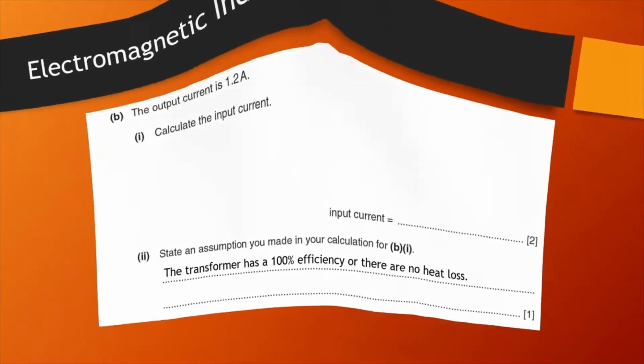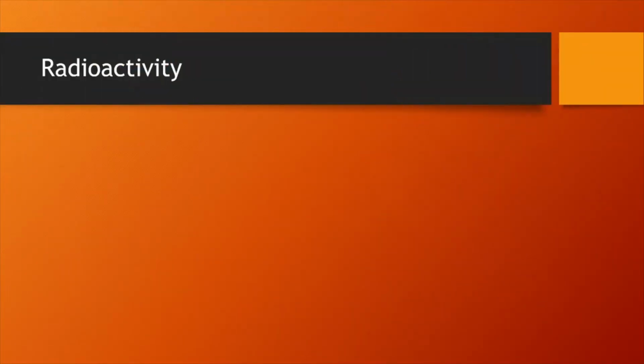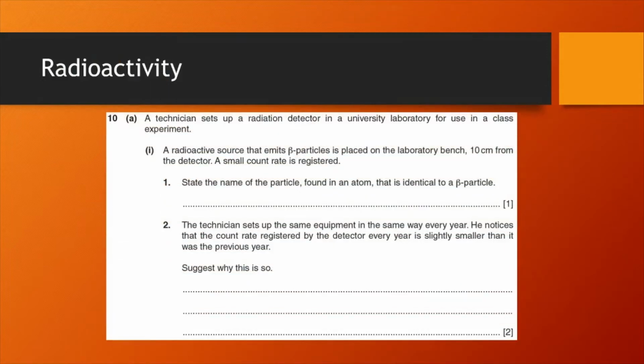Let's discuss number 10. Question number 10 is about radioactivity. 10A. A technician sets up a radiation detector in a university laboratory for use in a class experiment. AI. A radioactive source that emits beta particles is placed on the laboratory bench 10 cm from the detector.